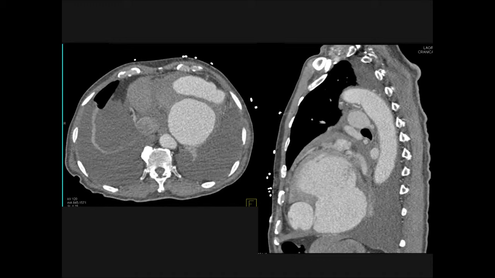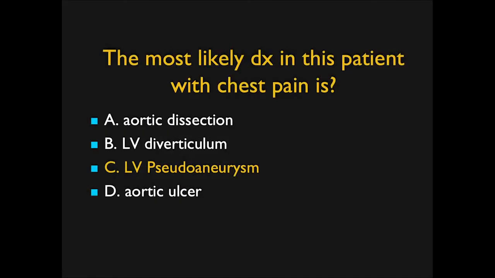This is a pseudoaneurysm. We've seen pseudoaneurysms due to trauma like stab wounds. We've seen pseudoaneurysms from large infarcts. Pseudoaneurysms are very problematic because they easily can rupture. And this is one of the largest pseudoaneurysms I've seen. And it's just a very, very nice example.